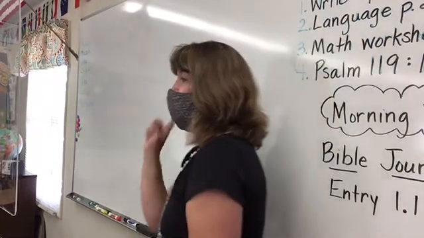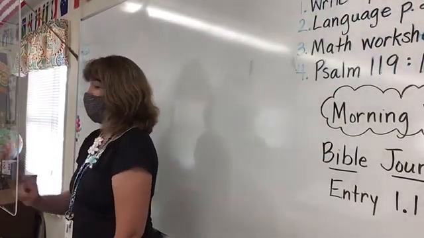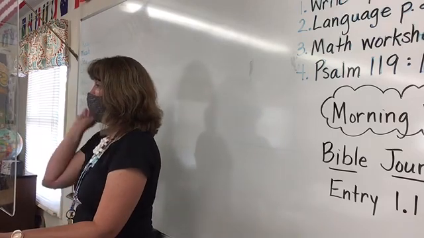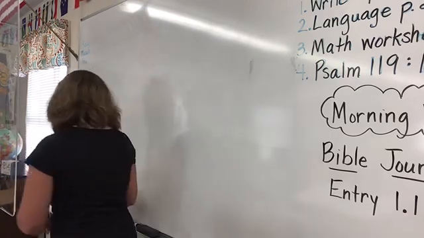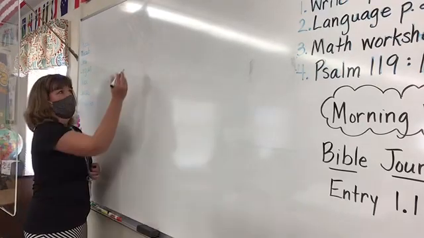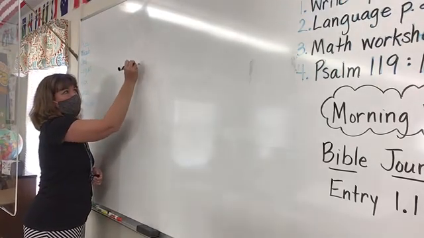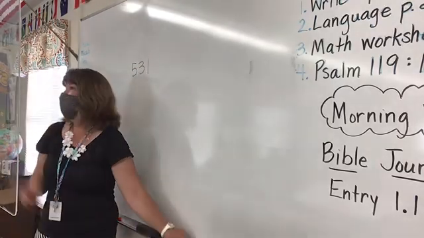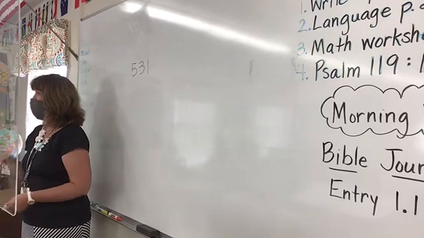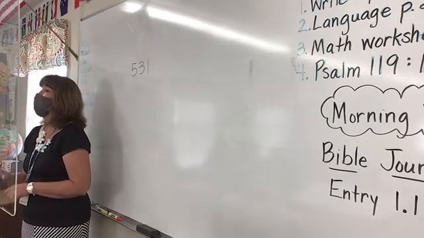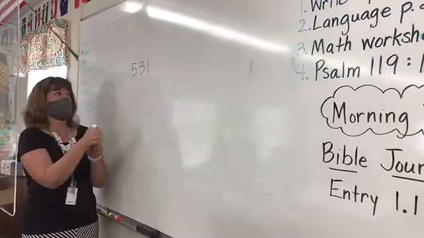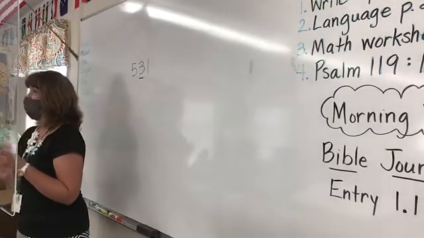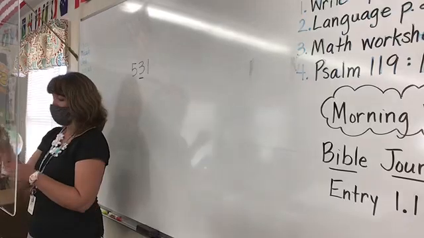Very good. A digit is one number. So when the book says write the digit, you're just writing one number. So if I have the number 531 and I say, what digit is in the tens place? What would you say? 3. The 3. Okay? You don't say 30, you just say 3 because that's the digit.